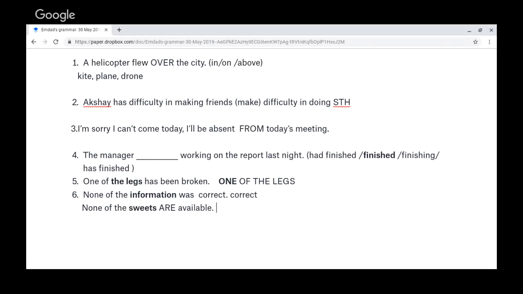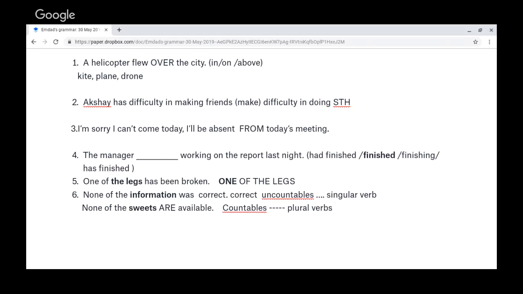So what rule did we learn here? Whenever you have an uncountable noun after none, what would you use? You will use a singular verb. Whenever you have countables after none, what would you use? You will use a plural verb. Countables, you will use plural verbs. Is it clear?